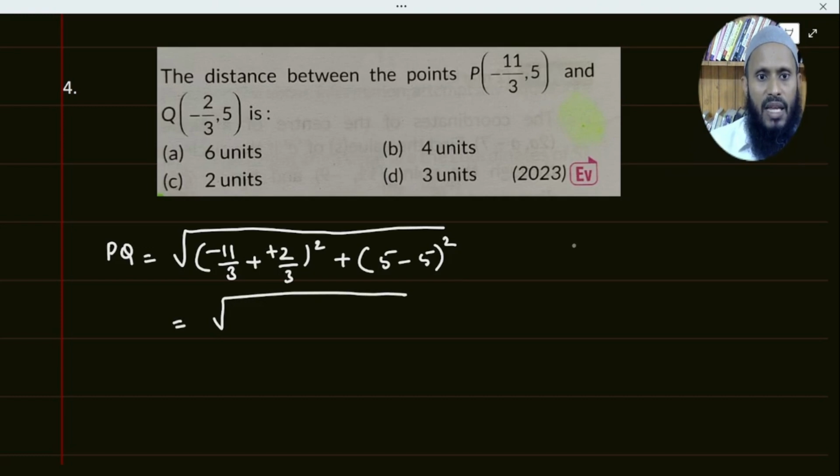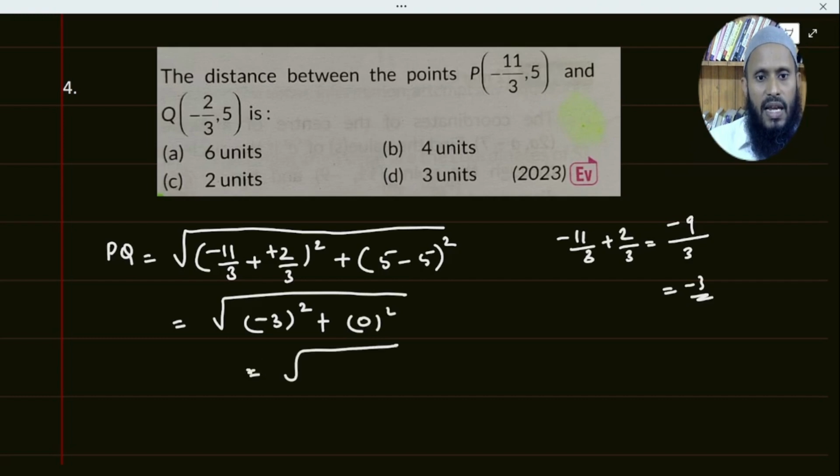So minus 11 by 3 plus 2 by 3. I will calculate it separately. Minus 11 by 3 plus 2 by 3. Since the denominators are same, no need for LCM. It will be minus 9 by 3, which is equal to minus 3. So here inside the bracket I can write minus 3 square plus, then 5 minus 5 is nothing but 0. So 0 square is 0 only. So in the next step I can write square root of minus 3 square, which is 9, plus 0, which is nothing but 3. So 3 units will be our answer, option D.